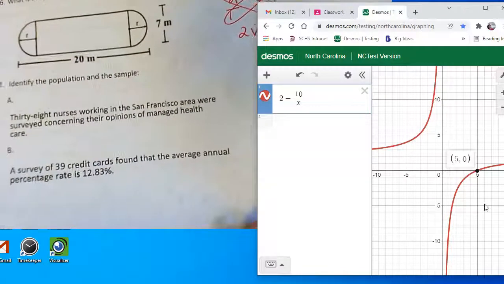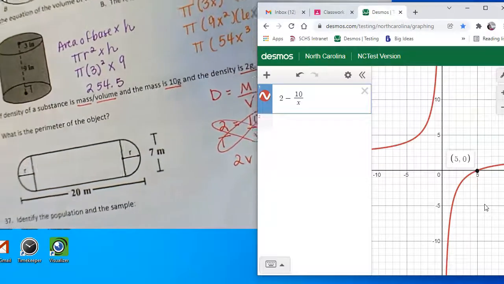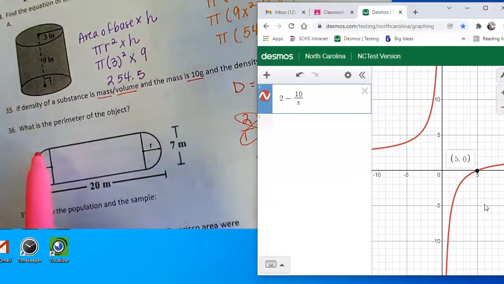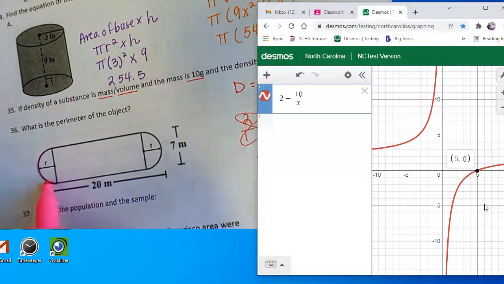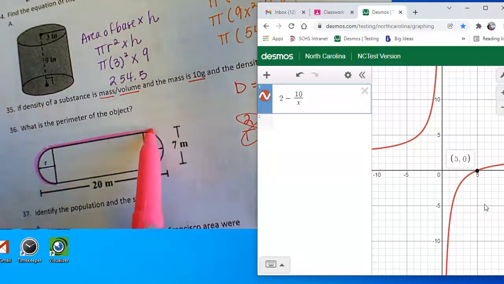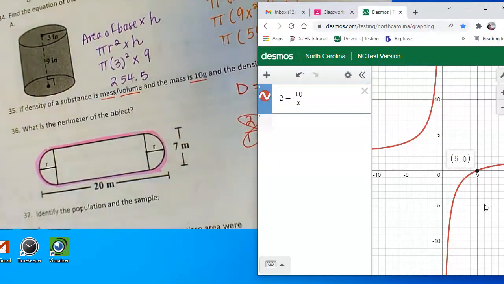Okay. Population and sample. Oh, let's not skip our perimeter one. This perimeter one's a kind of strange one too. So when I talk about the perimeter on this problem, it's asking me the length of this, the length of this, that, and that. Perimeter is all the way on the outside. It's not any part on the inside. Okay, it's just all that outside stuff.